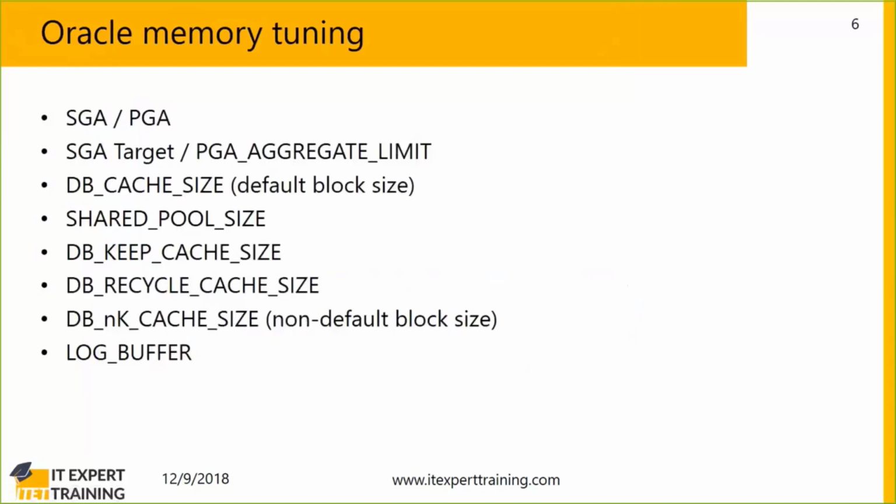Now moving on to the next slide, coming to Oracle memory tuning. Hope you know all about SGA and PGA. This is nothing but the System Global Area and the Program Global Area, and SGA target is the respective parameter. Similarly, PGA aggregate limit is the respective parameter. DB cache size, shared pool size, keep, recycle, and non-standard block size, that is the nK cache size, and log buffer are the key parameters which have to be looked at if there is any crunch on the memory.